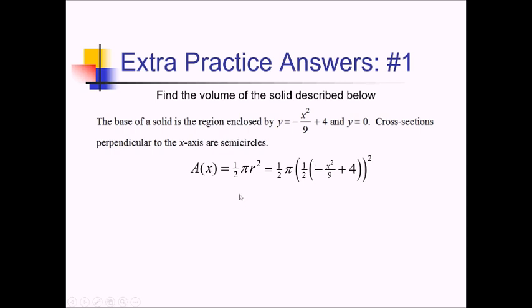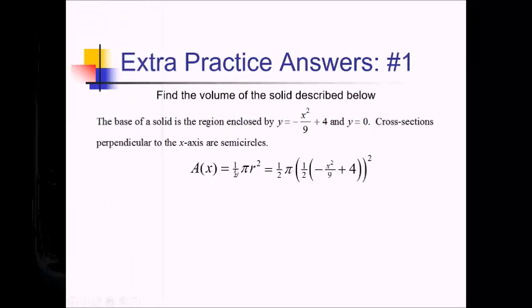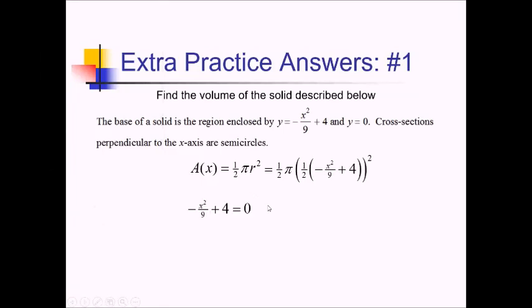In terms of my limits of integration, I just need to see where this curve intersects the x-axis. Looking at my grapher, it looks like that's going to be -6 and +6. But you could solve it algebraically too. Setting that equal to 0, we subtract 4, multiply by -9, and we have x squared equals 36. So yeah, plus or minus 6. Now let's do the integral for the volume from -6 to +6 of this a of x, a of x dx.